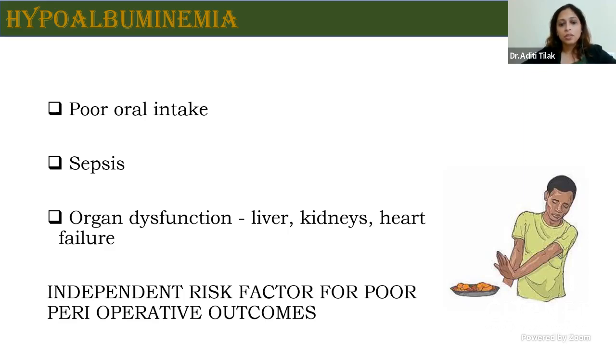Low albumin level is an independent risk factor for poor perioperative outcomes, especially in GI surgeries. And so we are seeing increasing use of IV albumin in the perioperative period. This is one factor to be noted in the immediate pre-op and post-op period.